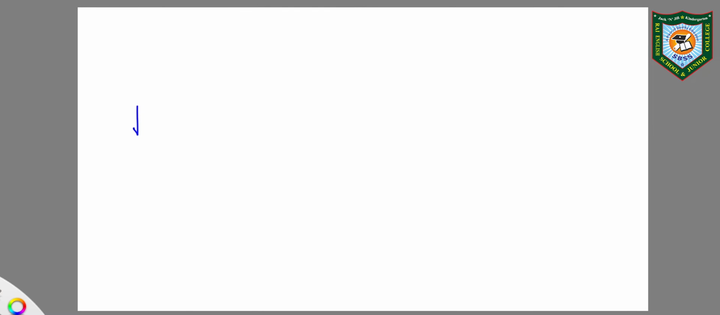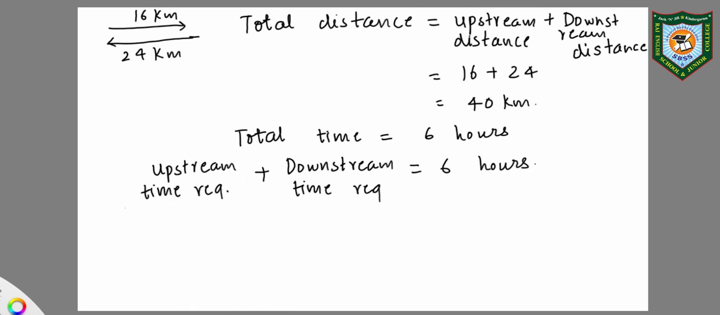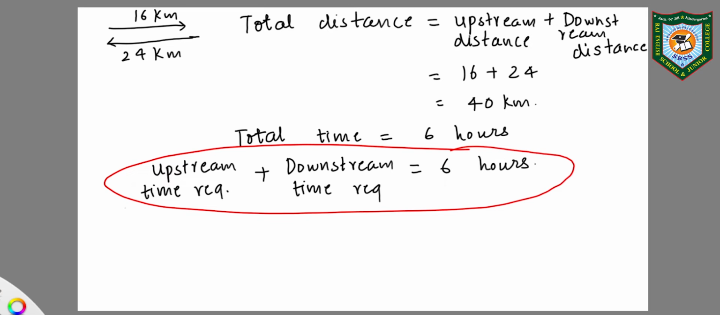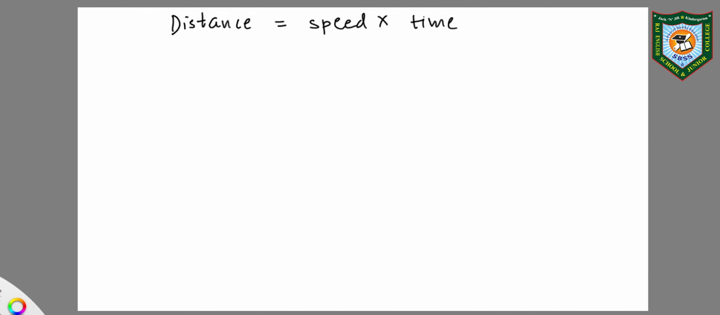Now, we have to use one particular concept from physics that is very important, that is distance is equal to speed into time. Now, as we can see, we used our equation in terms of time over here. Therefore, I want my relation to be in terms of time. So, therefore, I'm going to write time as distance divided by speed.